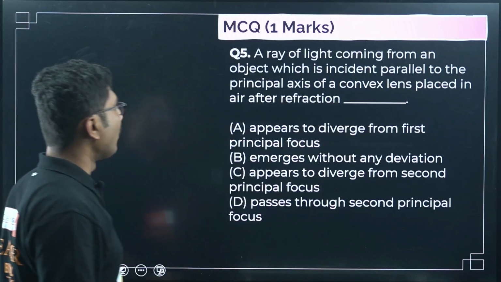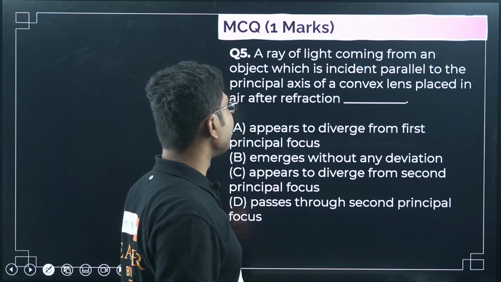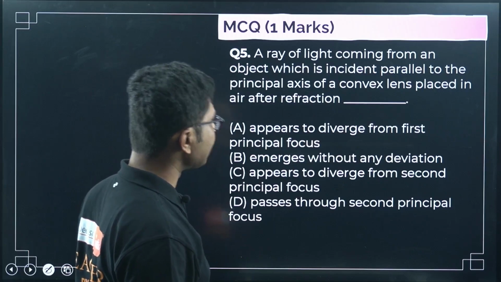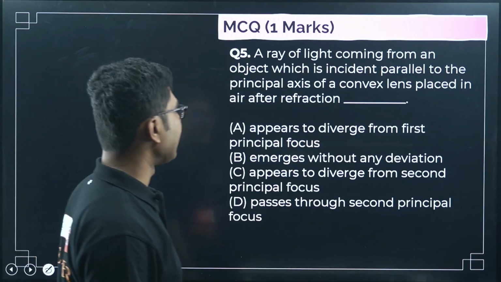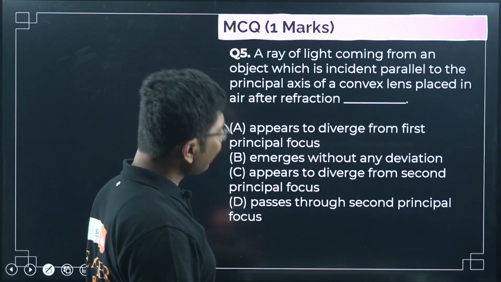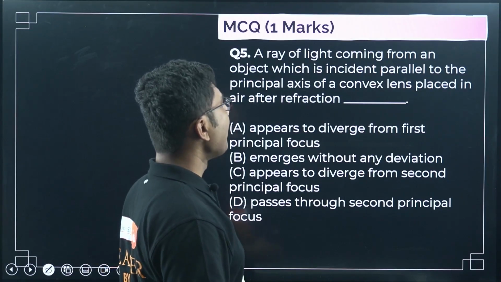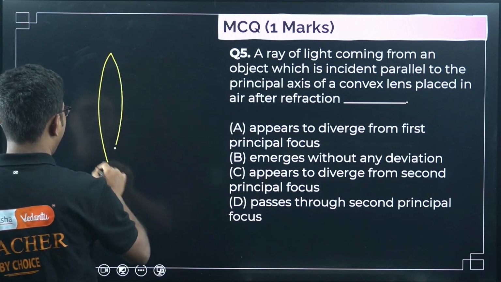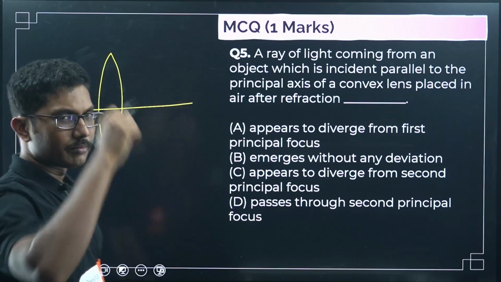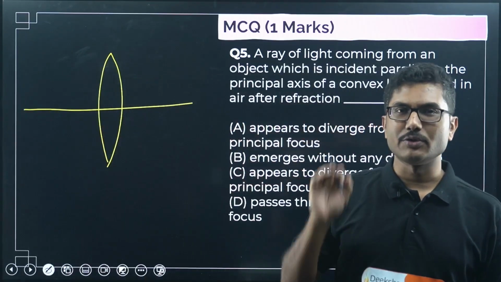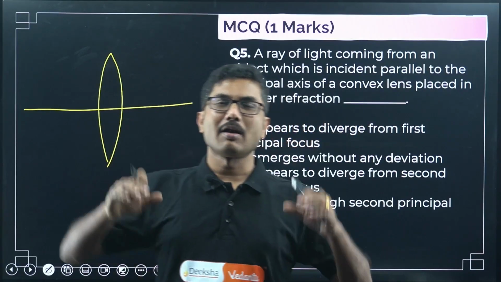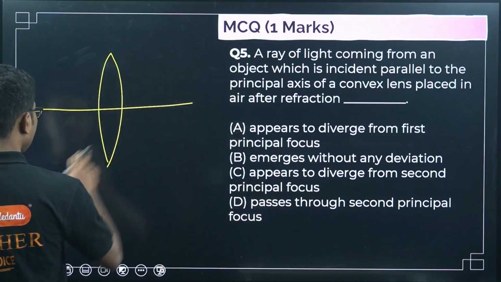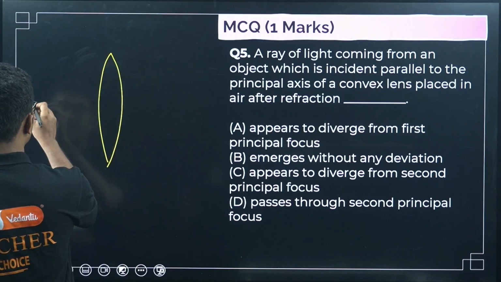So just check the other options as well in case they have done something wrong in the question. Now, a ray of light coming from an object which is incident parallel to the principal axis of a convex lens placed in air, after refraction dash. So what is the question? A ray of light coming from an object which is incident parallel to the principal axis of a convex lens. So there is a convex lens. In case of doubt, draw the diagram. Objective, 15 questions you have to answer, and you get a lot of time to answer these questions, so you will have extra time.